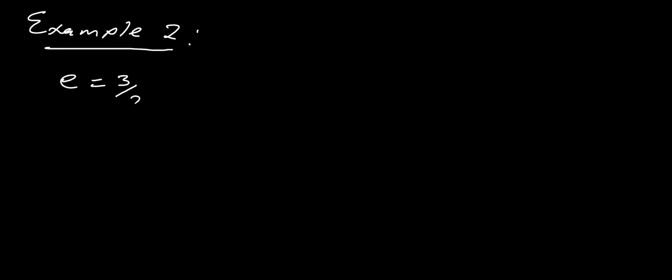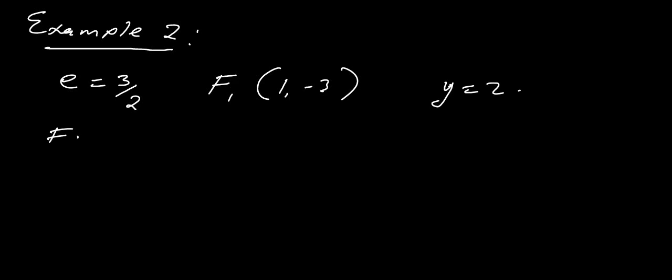Yeah, so let me just say example 2. I'll read the question here. A hyperbola of eccentricity E equal to 3 over 2 has one focus at, let's call it F1, (1, -3). The corresponding directrix is the line y is equal to 2. They're saying this is a hyperbola. Find the equation of the hyperbola. So find the equation, that's what they want.